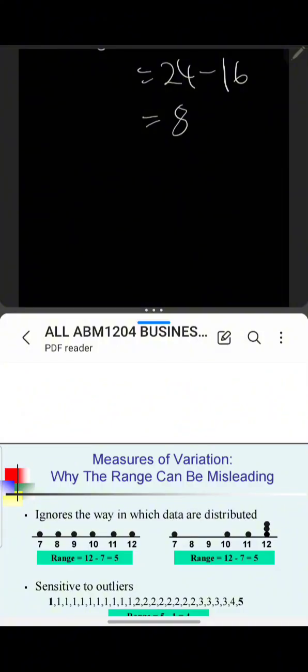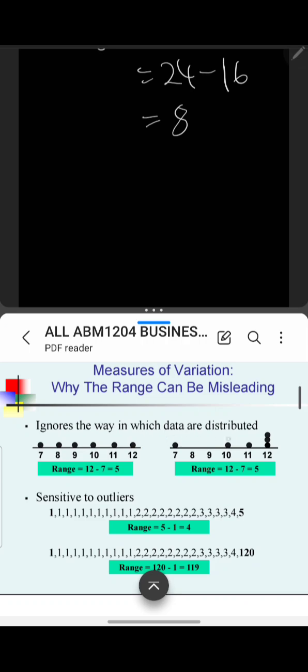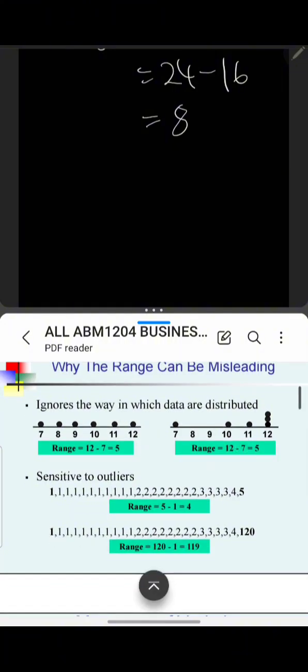Why may it be misleading? Number one, it ignores the way the data is distributed. Like you can see clearly here, in the case where we have 7 to 12, and here 7, 10, 11, then 3 of them are 12, you find that they are given the same range. So this does not give enough information.